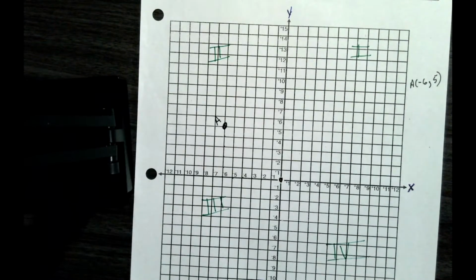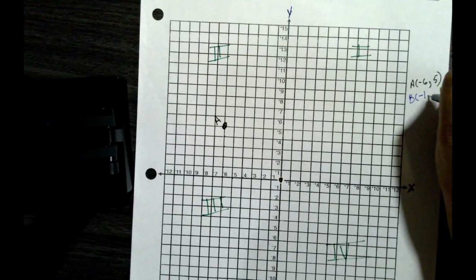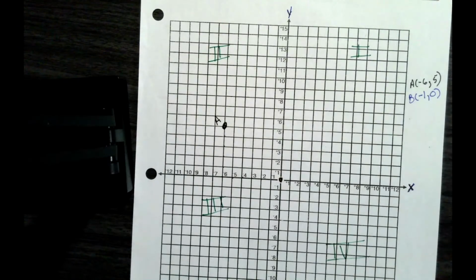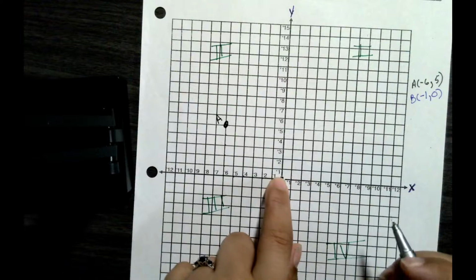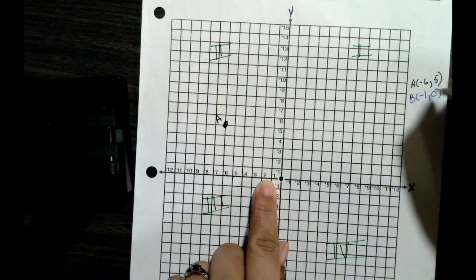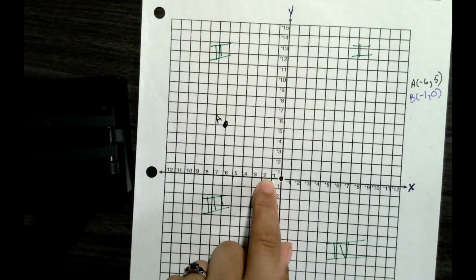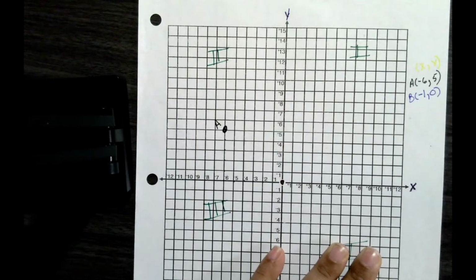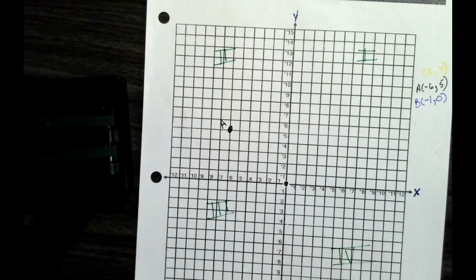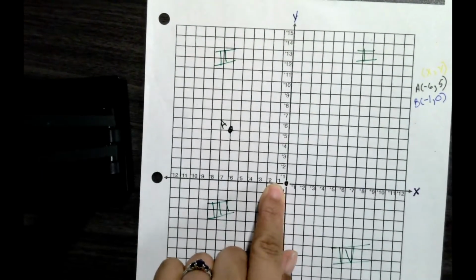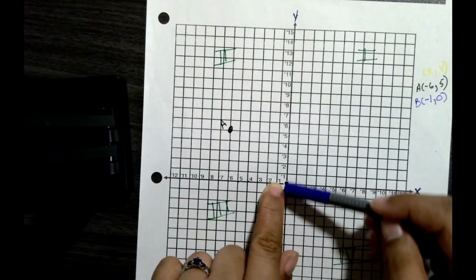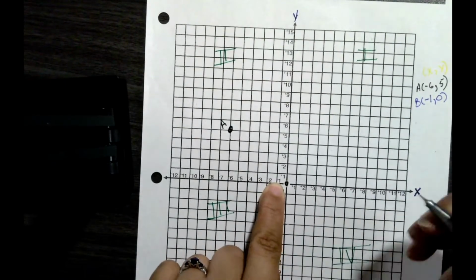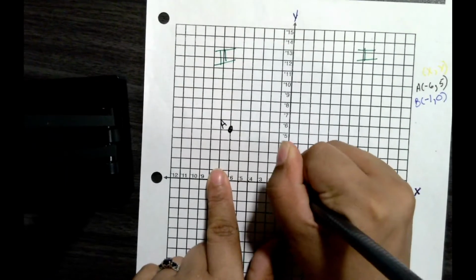Okay, let's try another one. What if I want to label the point negative 1, 0? Well, we're going to go to our 0, and it tells us first to go over 1, because this is always your x, that's always your y. Your points will always be in the form x, y. So if we're going to make our point negative 1, 0, then we're going over to negative 1. But 0 isn't positive or negative, and if we're going up 0 or down 0, we don't move at all. So then our point will be there.